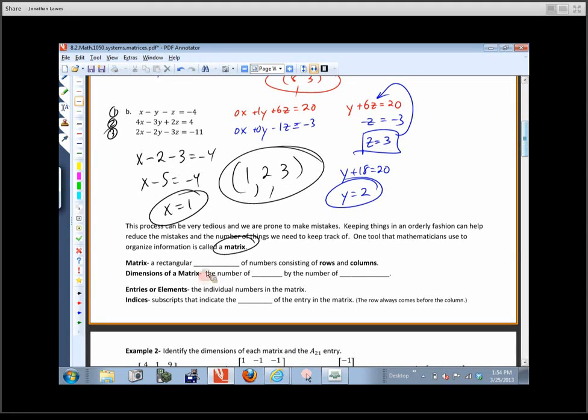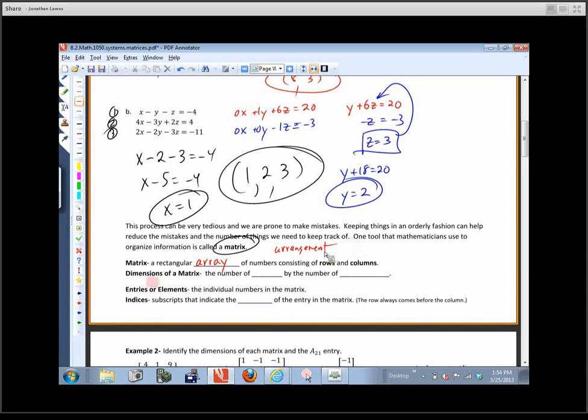So a matrix is, does anybody know? It is a rectangular array of numbers, and it consists of rows and columns. Now the word array is short for, anybody want to take a guess? Arrangement, okay? So when we say it's an array, what we mean is it's an arrangement. So it's an arrangement of numbers. We're going to organize and arrange the numbers in a rectangle. It'll consist of rows and columns.